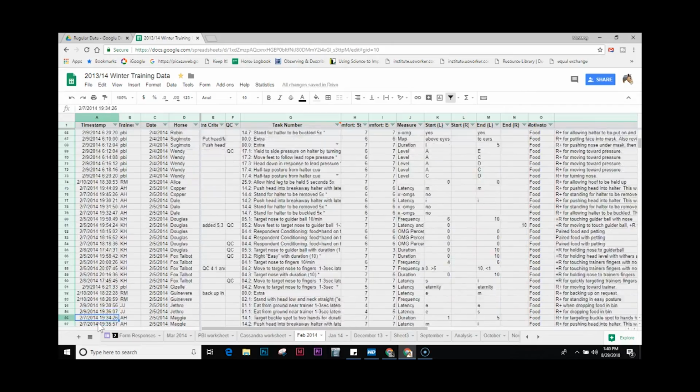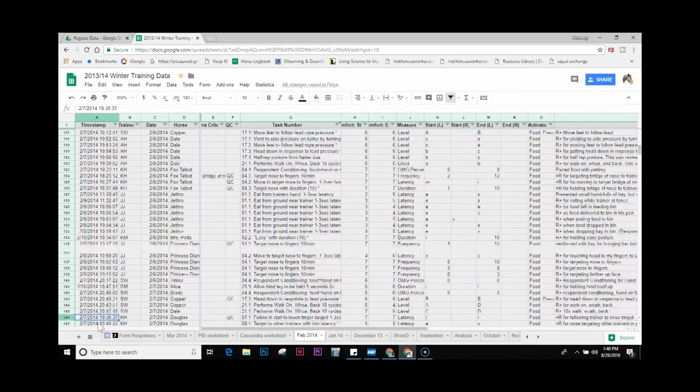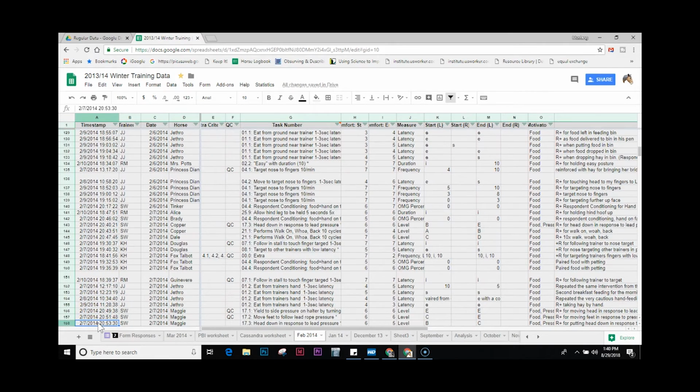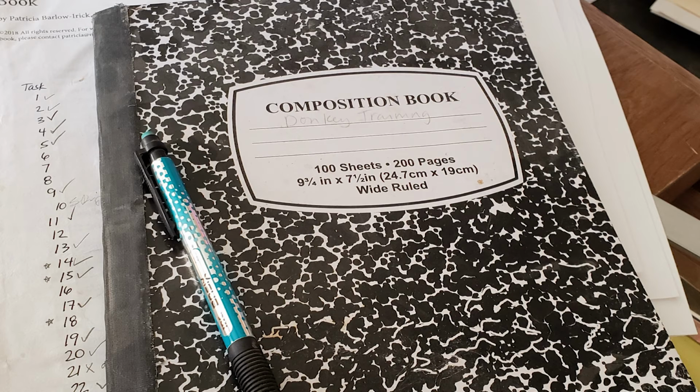So I suggest that you also have it easy to access a little bit of reinforcement for yourself, such as snacks and cups of tea for sitting down and writing data. Writing in a journal is the best thing for the trainer, and the reason that you do this is for the trainer. The trainer learns a lot by writing down their information in a journal.